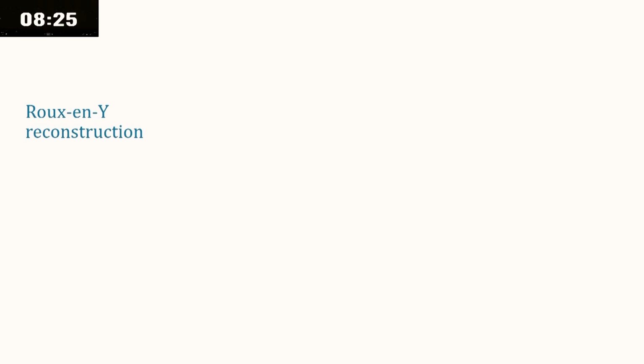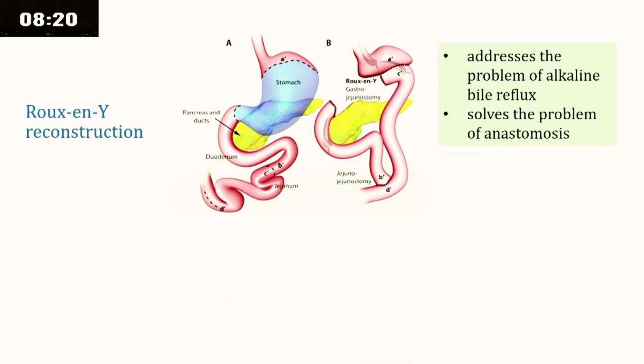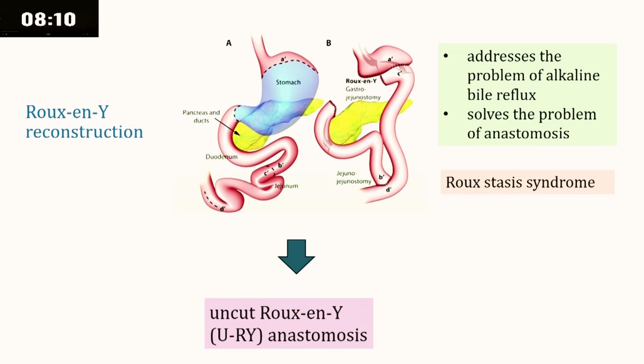Then comes the Roux-en-Y construction. It addresses the problem of alkaline bile reflux and solves the problem of anastomosis, but Roux-stasis syndrome still prevails. Then the modified version, uncut Roux-en-Y anastomosis, was invented.